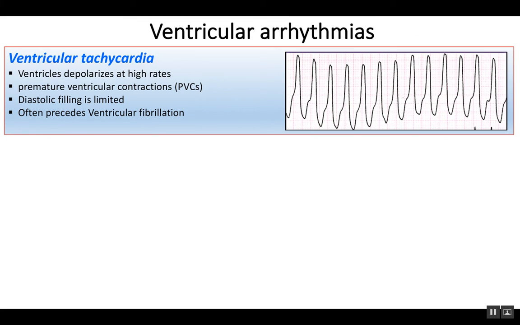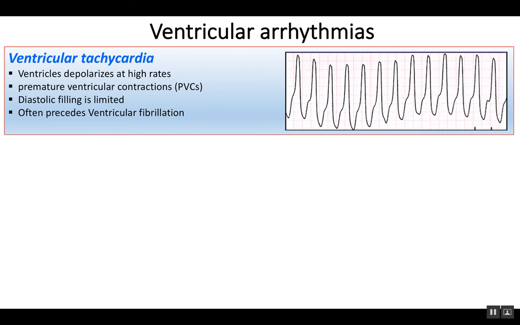Ventricular arrhythmias are the most severe. Again, ventricles are pumping blood, and when they're not functioning properly, that's a bad situation. Ventricular tachycardia is fast ventricular contractions. The ventricles depolarize at very high rates. We often call these PVCs, premature ventricular contractions. Tachycardia means fast. So these are fast ventricular contractions.